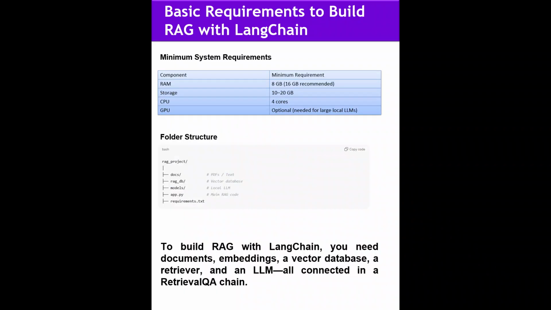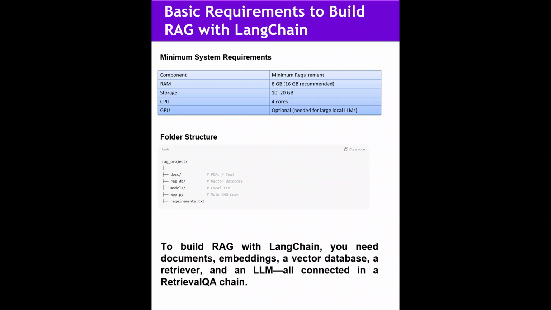Now the minimum system requirements. Recommended RAM is 16 GB, but the minimum requirement is 8 GB. Storage is 10 to 20 GB. CPU with 4 cores, or a GPU, which is optional and needed for large local LLM models. This is the basic minimum requirement to build any basic application using RAG with LangChain.